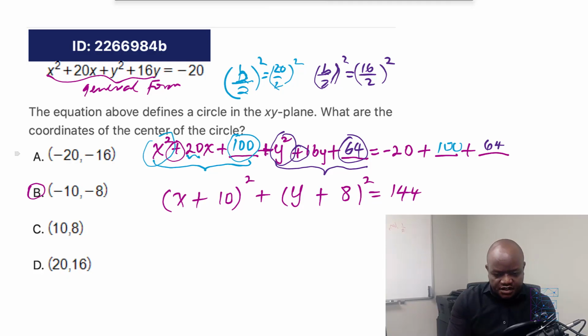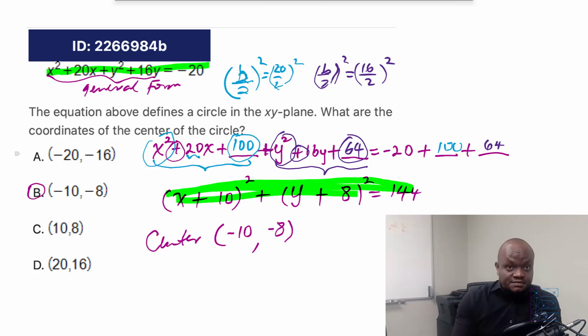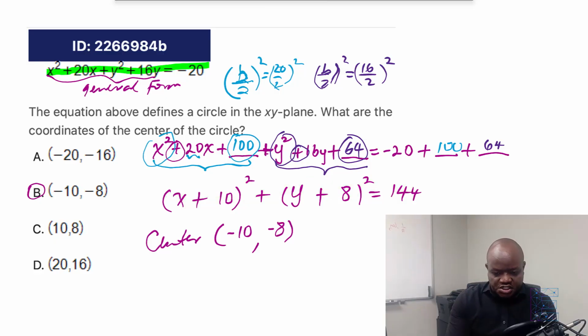So now we've converted the original equation from general form to its equivalent in standard form. Now the standard form is useful in that you can read the center of the circle directly from the standard form. You simply change the values that are in the parentheses to the opposite sign. So that would be -10, and -8. And again, you find that that's B, right? So using algebra, we've proven it. Using Desmos, we use the cheat code.